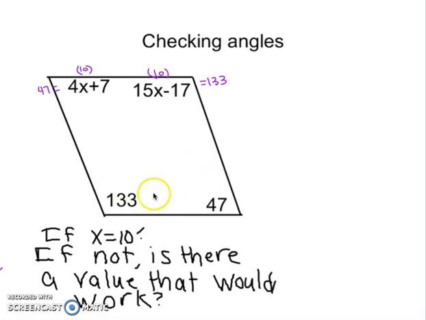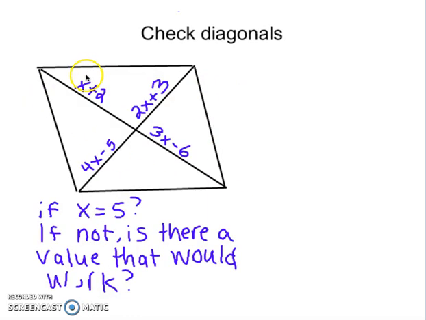And now that both of them are congruent, is this a parallelogram if x equals 10? And your answer should be yes, because both opposite angles are congruent. And here's your work to prove that, so you can show that the opposite angles are congruent. You can also check the diagonals, which means if this was a parallelogram, then this diagonal side would have to be congruent with this diagonal side.